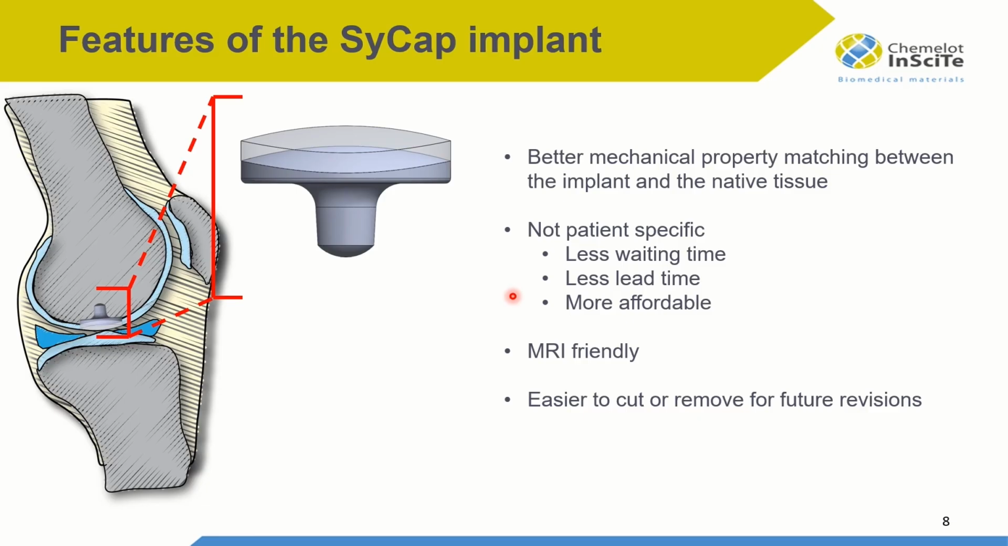Apart from these, the implants are also MRI friendly since they are polymeric in nature. And this gives a quite nice advantage because the cartilage quality can be tracked even after the surgery, which is not an option if you have a metallic implant. And finally, in the future, if the implant needs a revision, it's easier to cut or remove the polymeric implants from its position.